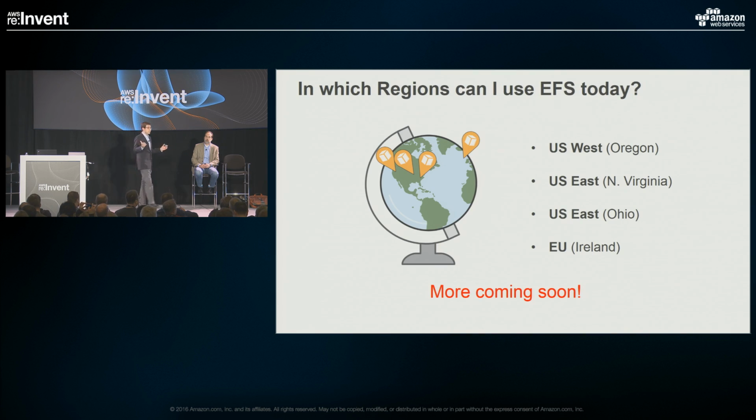So where can you use EFS today? We're in 4 regions: US West Oregon, US East Northern Virginia, US East Ohio, and EU Ireland. And there are many more regions coming soon.